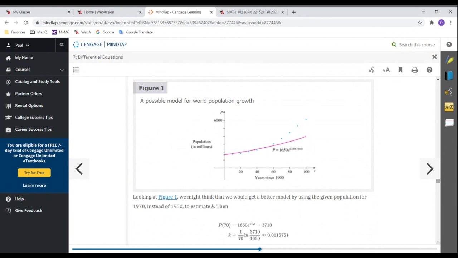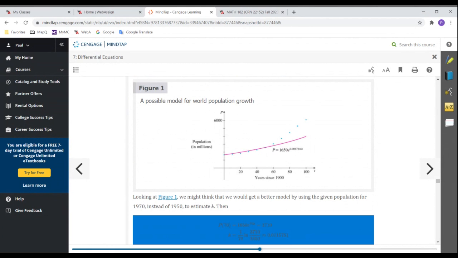How many have done scatter plots before on their calculators? Okay, Justice has, and I'm sure many of you have. Okay, Michael, I'm sure many of you have.